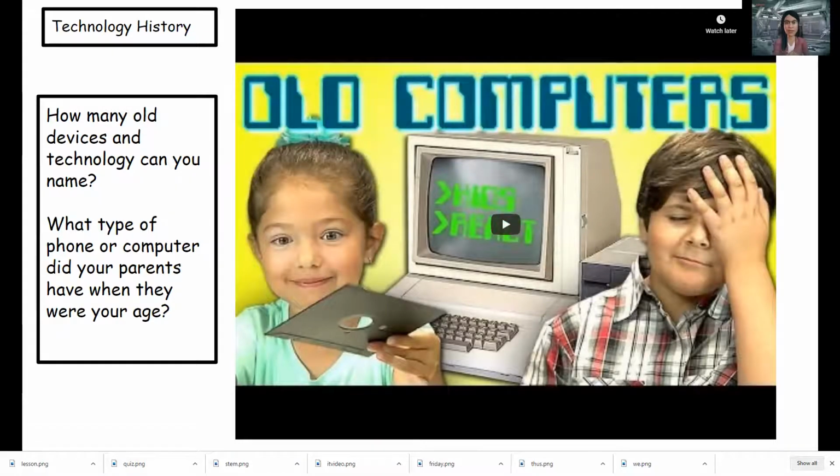How many old devices and technology can you name? What type of phone or computer did your parents have when they were your age? You have 1 minute to respond.